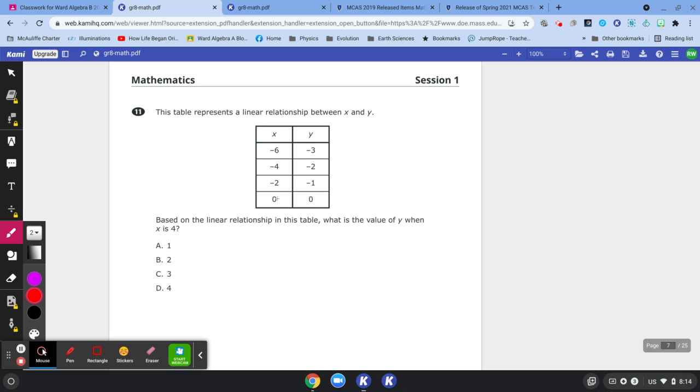So we have a very useful piece of information. It goes through 0, 0. And that means that it's a very simple rate. So let's see how y is changing. From -3 to -2 is a change of 1, so +1. And from -6 to -4 is +2. So we have a rate of change of +1 over +2.